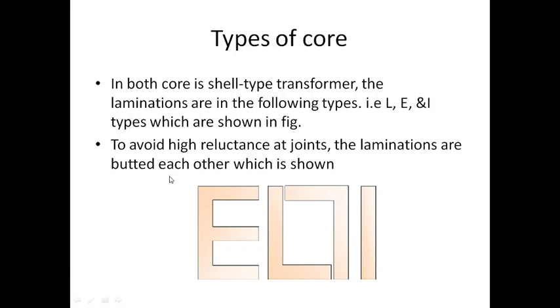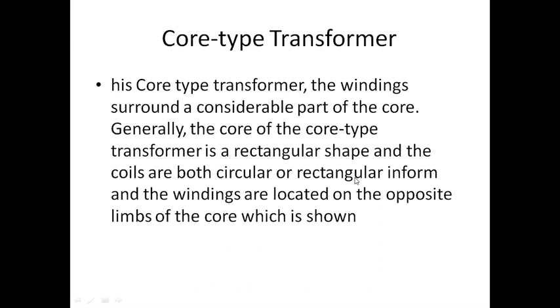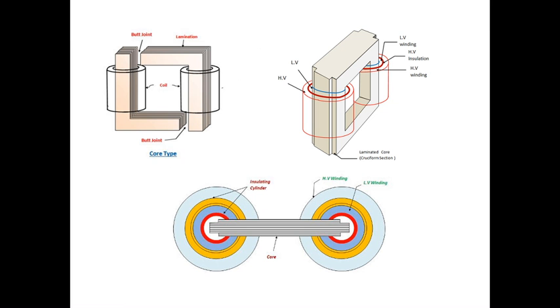I want to reduce my losses, so I'm going to go for the laminations of your transformer. In this one, I want to reduce my leakage current, so I'm going to go for butt joint. In this manner, it is laminated and the coils are wound in this primary as well as your secondary. This is your primary and secondary.